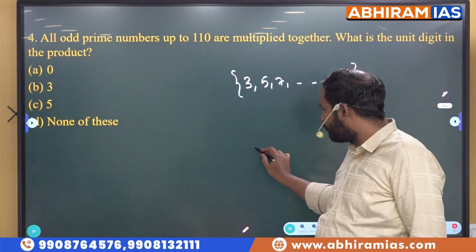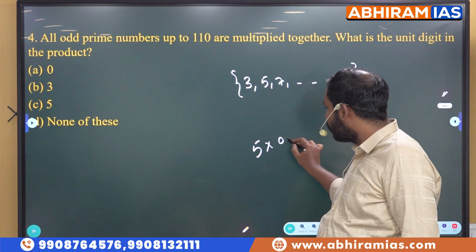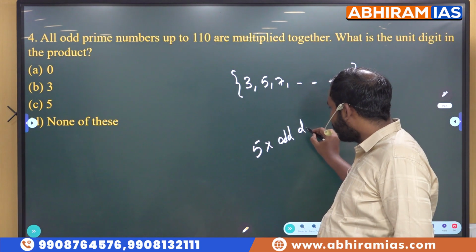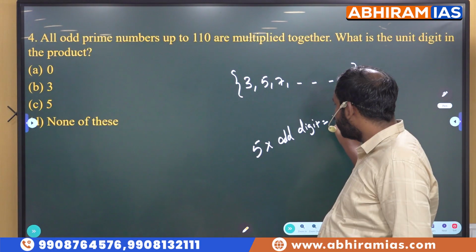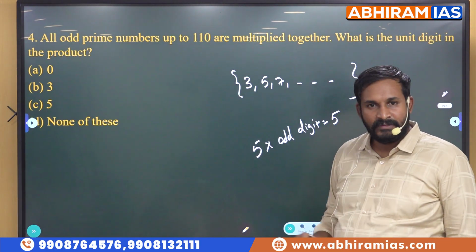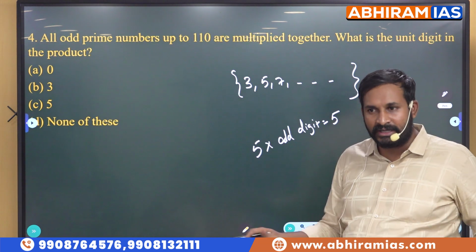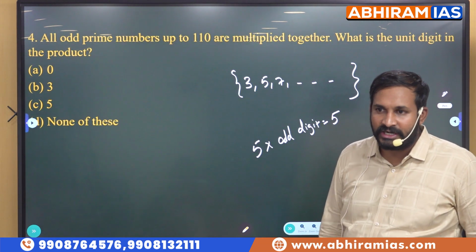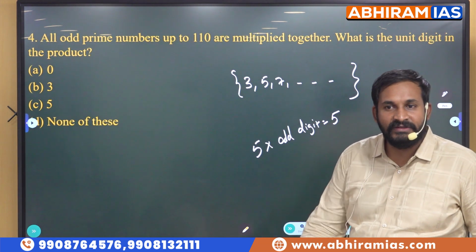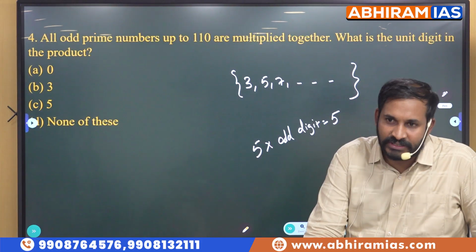Now see here, students, 5 with any odd digit, what will be the output? Always 5 only, in the units place. Take any example, whatever the number is, 5 with any odd digit, it will always be 5. 5 with an even digit, always 0.